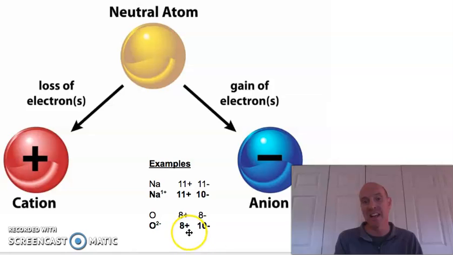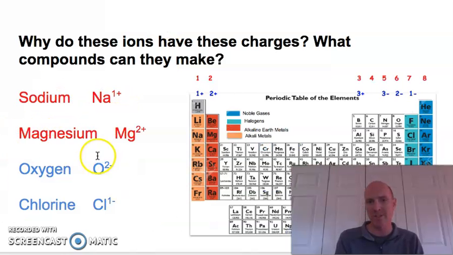For oxygen, it has atomic number 8, so 8 protons, 8 electrons, but it's not stable. It gains 2 more valence electrons to fill out the shell. Now it's got 8 protons and 10 electrons. Do the math. It gained electrons, which makes it have a 2- charge. It's a little counterintuitive, but that's important to understand. Okay, so that explains where we got those charges.